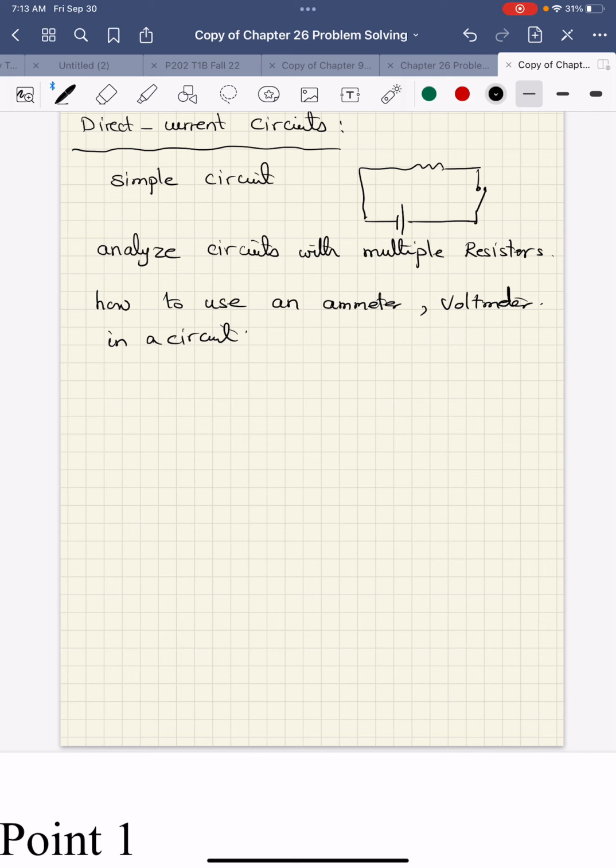And we will also include rules in this discussion, rules that can apply to any circuit, which are Kirchhoff's rules, but now with multiple loops.